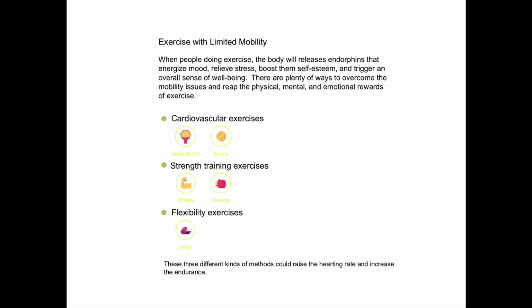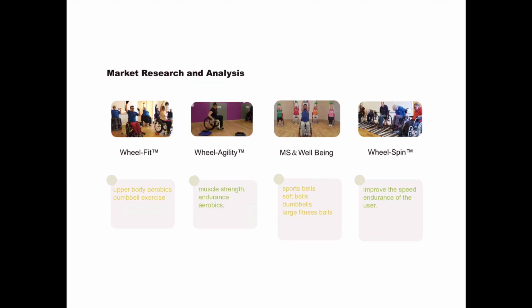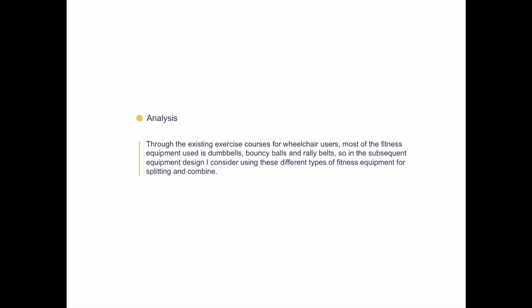The useful exercise should include 3 categories of exercise. The first is concerned with the heart health. The second is to train the strength. The third is about flexibility. I do some market research and analysis. People use some devices and take some courses to exercise their body when they are disabled. But the problem of existing exercise courses is that they usually use not-smart devices and they have to go to the course to take the exercise.